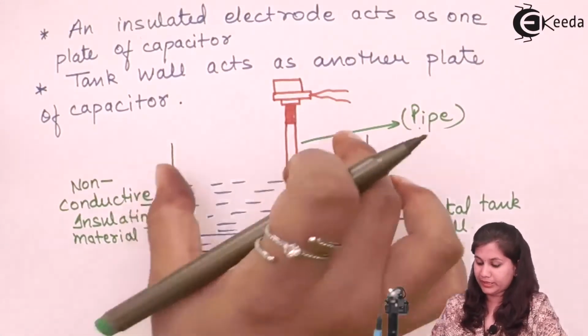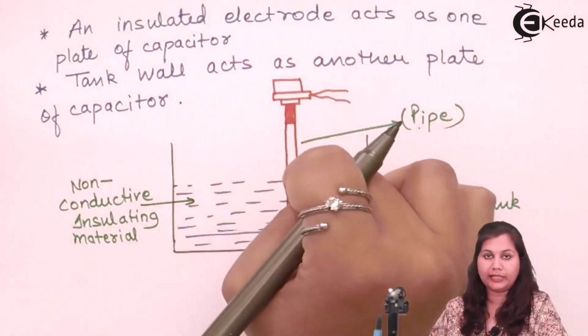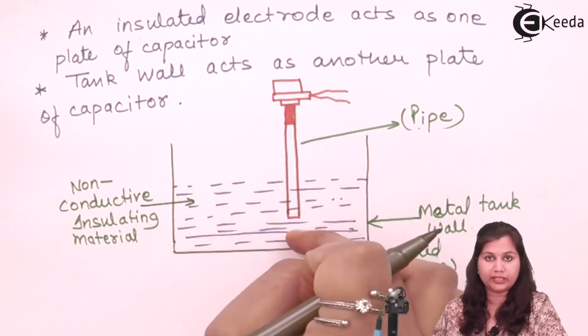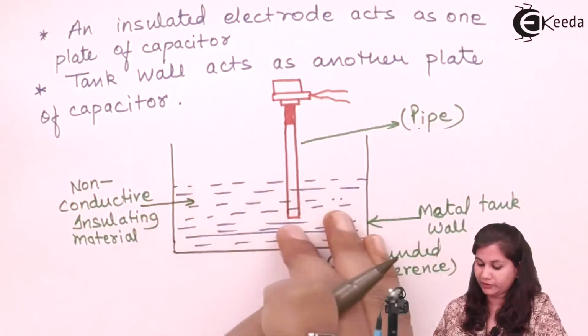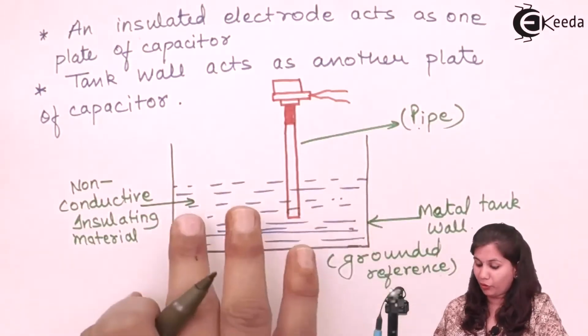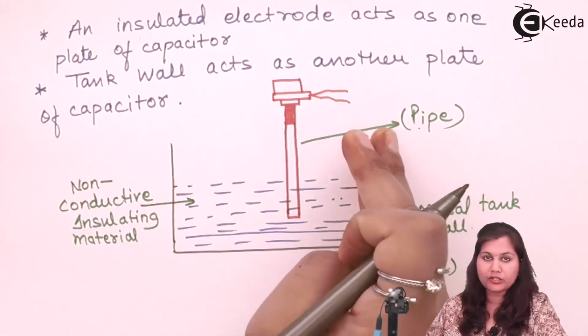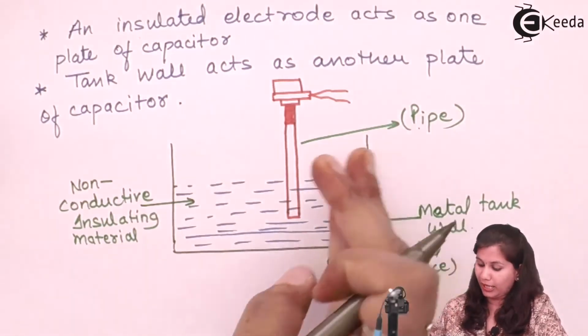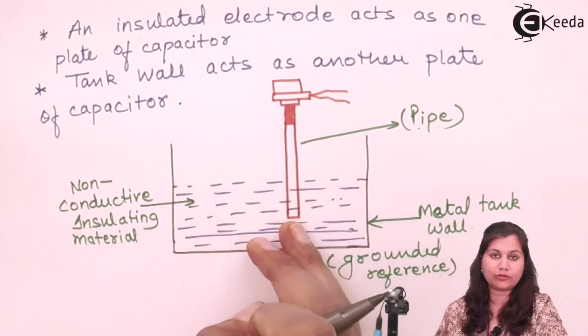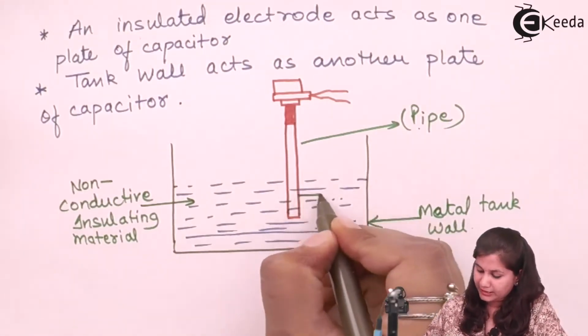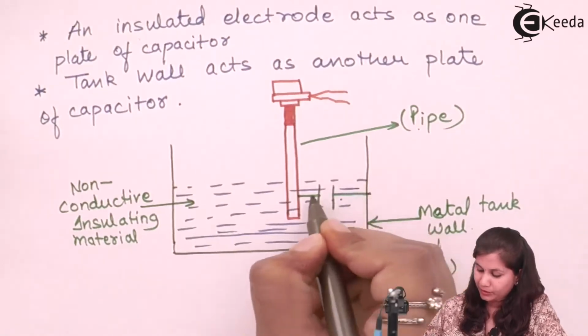So in this tank we have put an electrode here. This is an insulated electrode and this is the non-conductive insulating material. We want to find out the level of this liquid. The tank wall is going to act as one electrode, and this insulated electrode will act as one plate of the capacitor. So you can say that this is the capacitor.